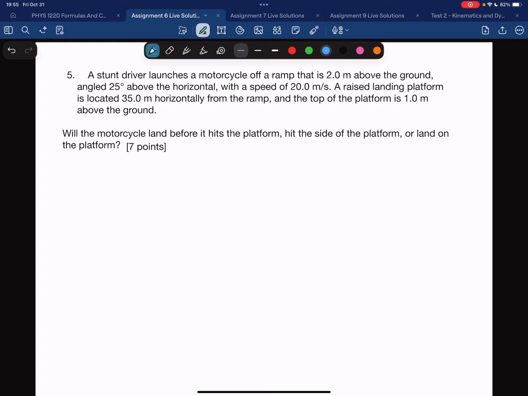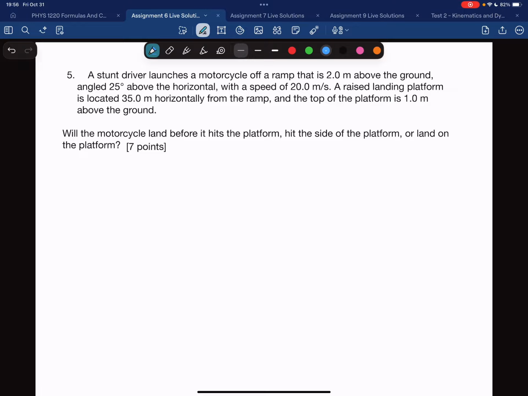land on the platform? I guess there's a fourth option of completely clearing the platform, but I don't tell you how long the platform is. In this case, I guess you just assume it's an infinitely long platform. But hint, hint, it's not that. That is not what happens here.